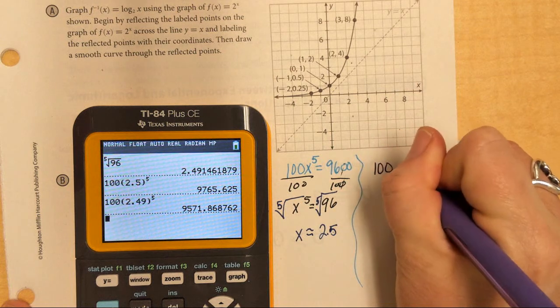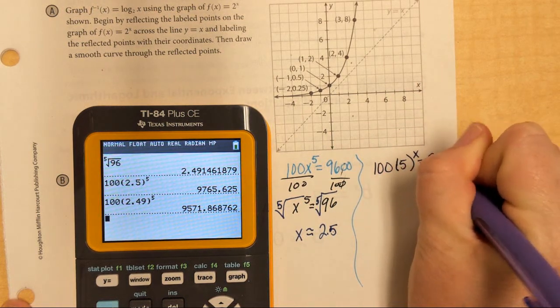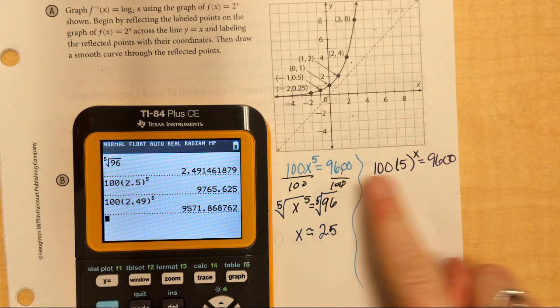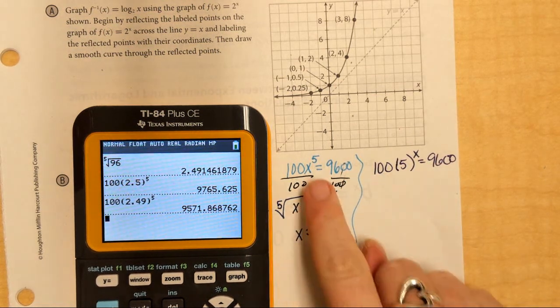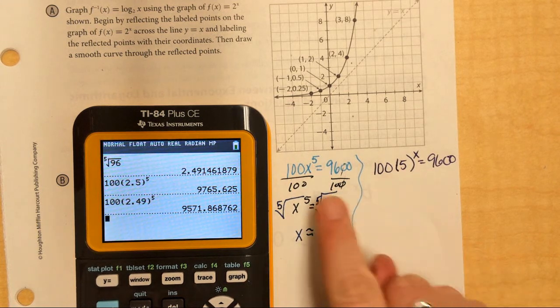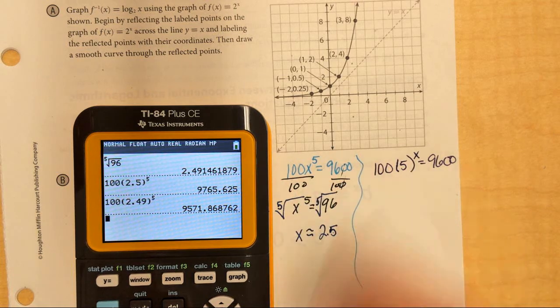However, we're going to be working on a problem like this now. This is what we're transitioning into. The same is true. They both equal 9600. They still both are multiplied by 100. However, the base was x, and the base is now 5. The exponent was 5, and now the exponent is x. These two have flipped places.